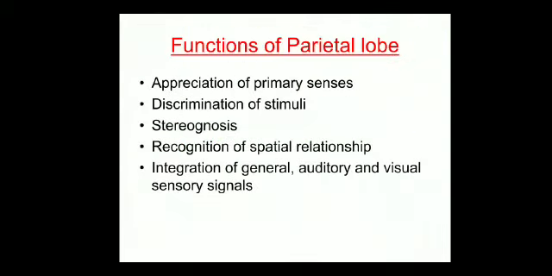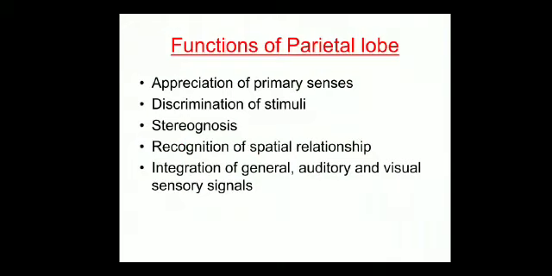Next we'll go to the functions. The first function of the parietal lobe is appreciation of the primary senses, that is the touch, pain, temperature, then the joint movements. All these are the appreciation of the primary senses. And then discrimination of the stimuli. This is one of the functions of the parietal lobe.